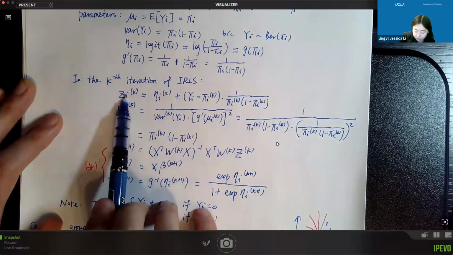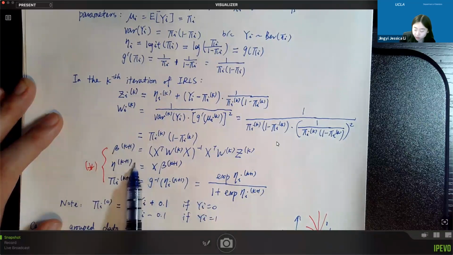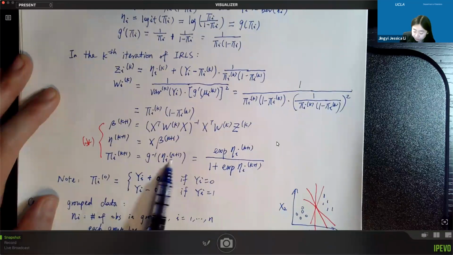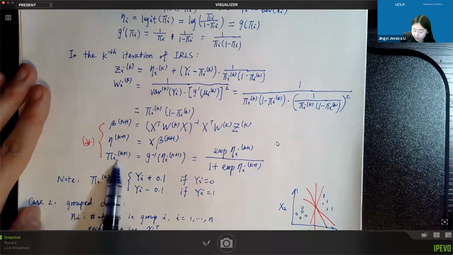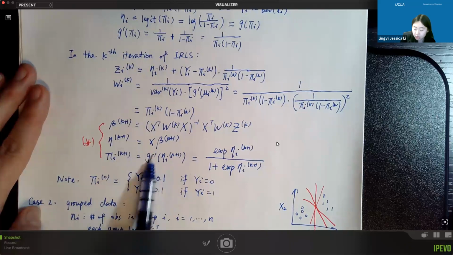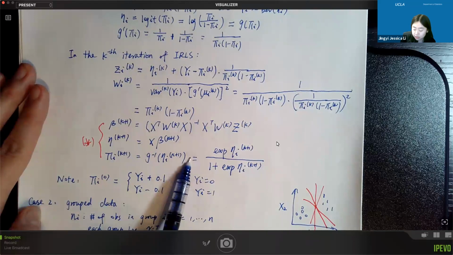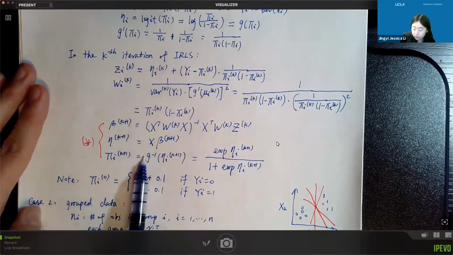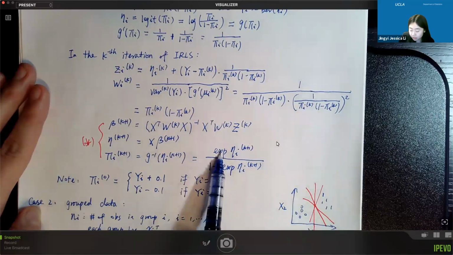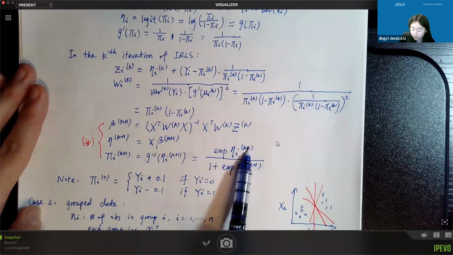So with the working dependent variables and with the weights, I can run weighted least squares. That will give me the next set of values for beta, which I call beta k plus 1. And with this, I get the updated linear predictor eta, and then finally I get the new set of means, pi i k plus 1, by the inverse of the eta i k plus 1. Specifically for logistic regression, the inverse of the logit link function is the exponential over 1 plus the exponential. So here it will be exponential of eta i k plus 1 divided by 1 plus exponential of eta i k plus 1.